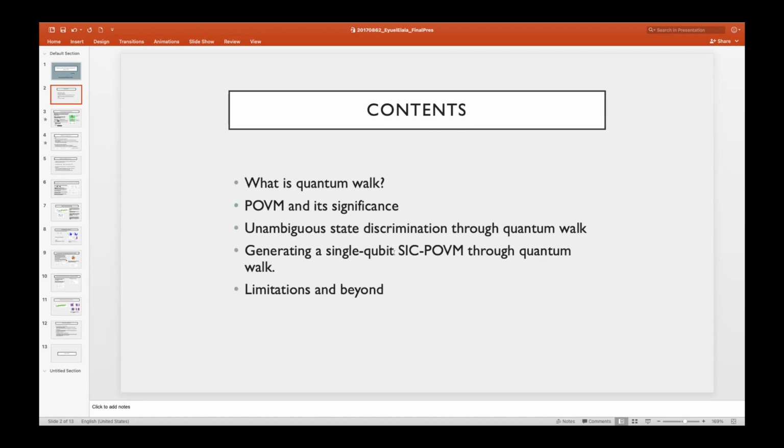What I will be talking about in this session is first a very brief description of quantum walk, then POVM and its significance, and next I will show the example that was used in the paper, unambiguous state discrimination through quantum walk, and the experiment they designed to realize this example, then how to generate the SIC POVM through quantum walk, and finally I will wrap up.